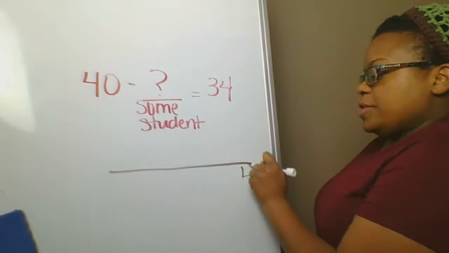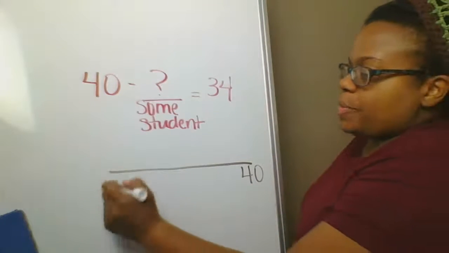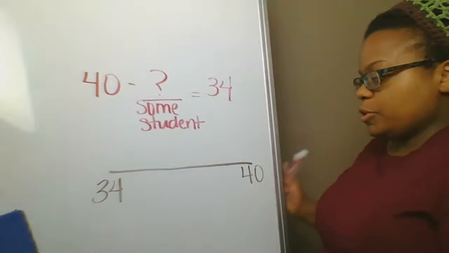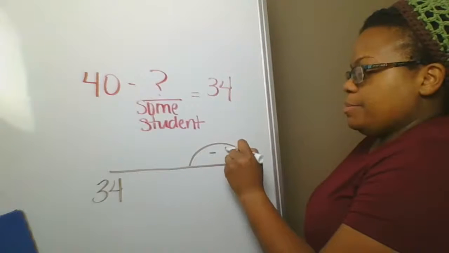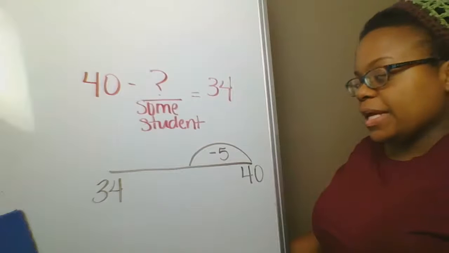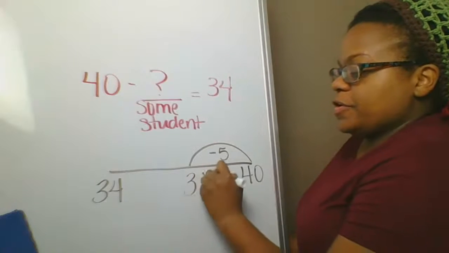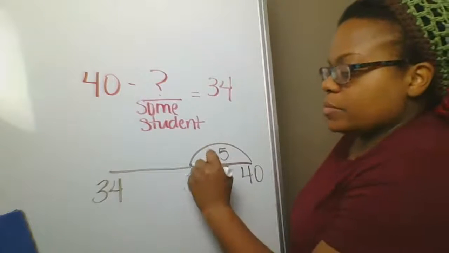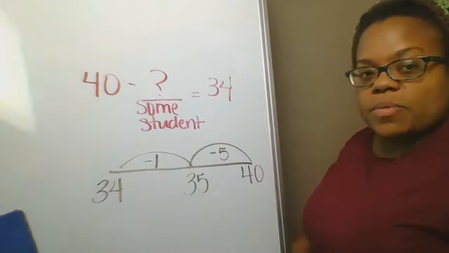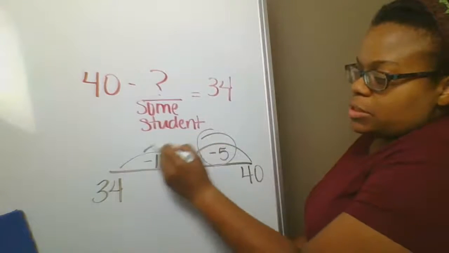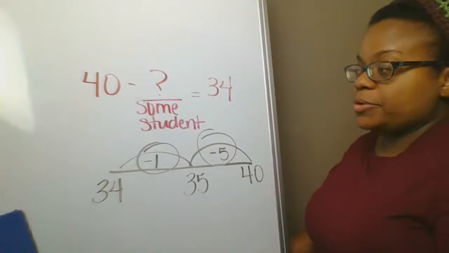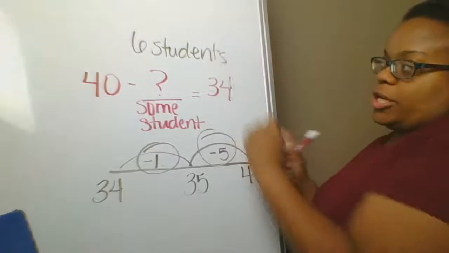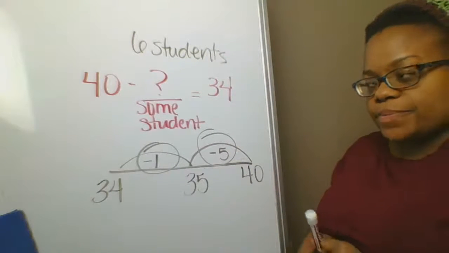I'm going to start off with my 40 students, and I'm going to go back until I get to 34. So here I'm at 40, which is a pretty friendly number. I'm going to jump back 5. So if I have 40 and I take away 5, I'm left with 35. Well, I'm trying to get to 34. So what do I need to take away now? You got it. I just need to take away 1. So how many students are going to have to share computers? There are 6 students that are going to need to share computers with their classmates. All right.